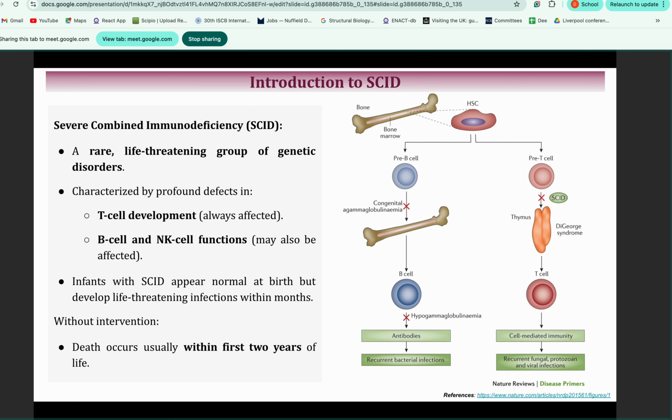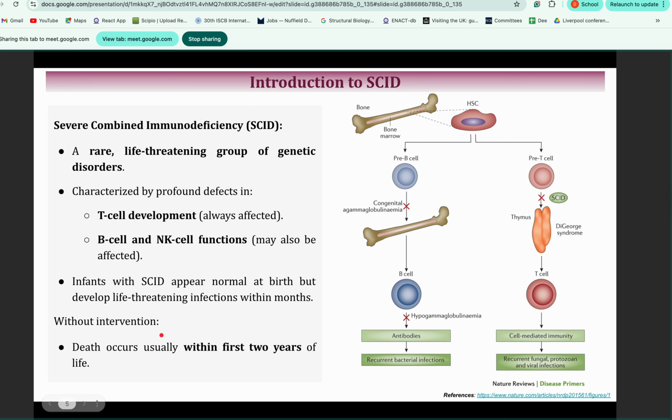The major defect observed in patients suffering from SCID is in T cell development. In all of them, T cells are always compromised; they are not developed properly. Whereas if we talk about B cells and natural killer cells, it can vary from person to person. In some people their function is affected but not completely, with some functionality affected, whereas in other patients they could be completely non-functional. So it depends. Infants with SCID appear normal at birth, but develop life-threatening infections within months.